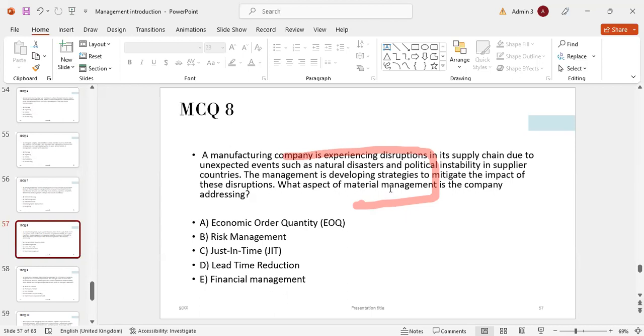Option A, economic order quantity. Option B is risk management. Option C is just in time. Option D is lead time reduction. And option E is financial management. Natural disaster and political instability. The answer is risk management. Risk management. Yes.